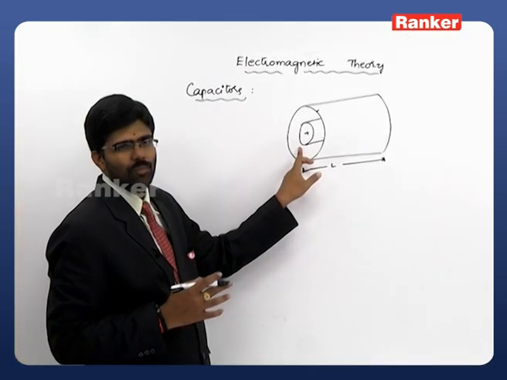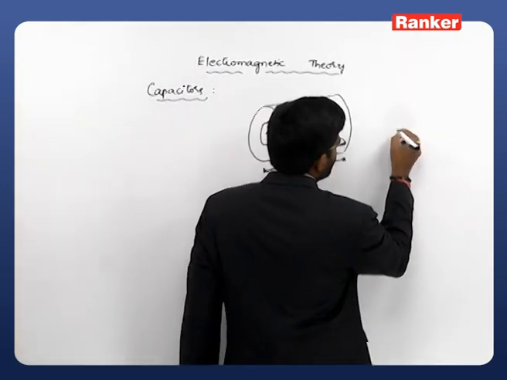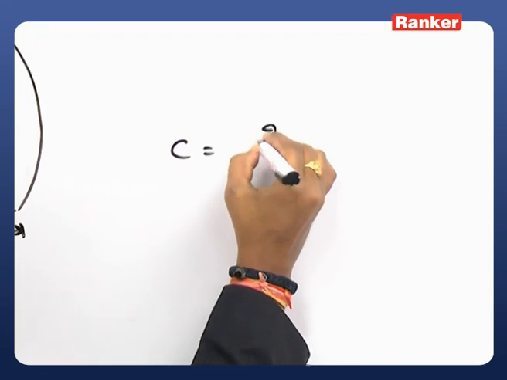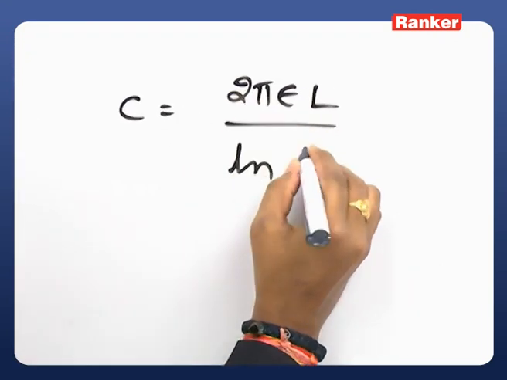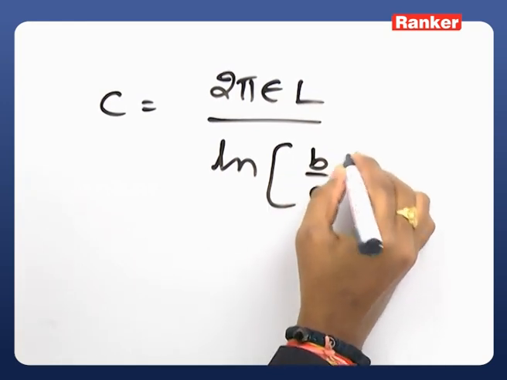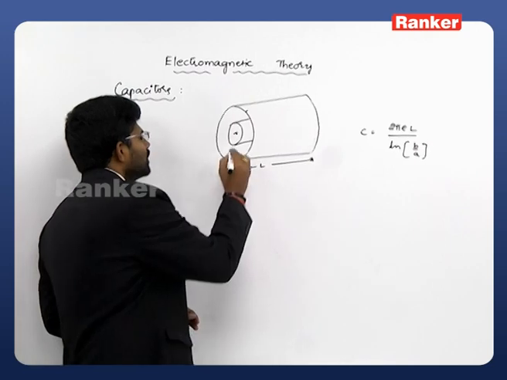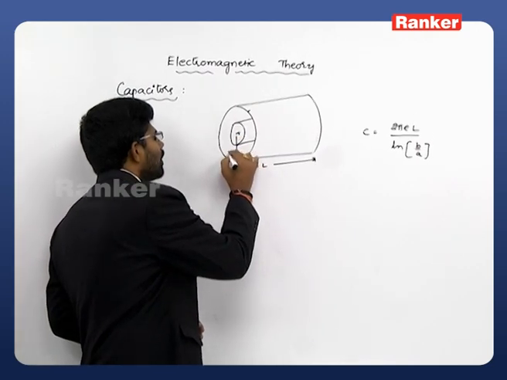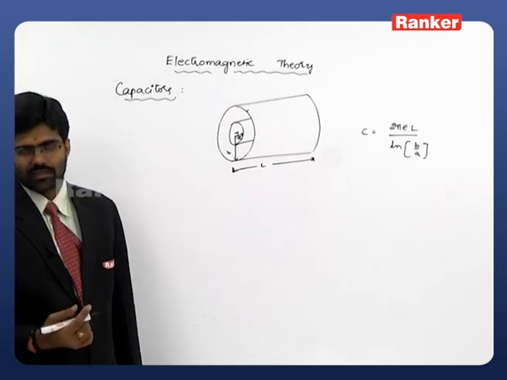Then what we will get is the capacitor. But what I do is directly I will try to give you the equation for that. The capacitance of a coaxial capacitor is 2 pi epsilon L divided by natural log of B by A. Just once again observe here, this B is the outer radius and A is the inner radius of the cylinders.